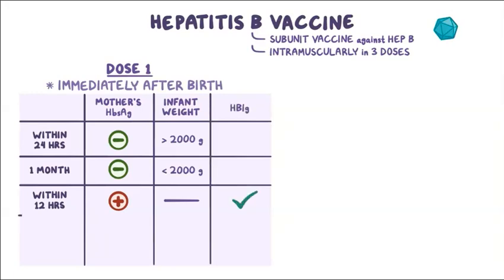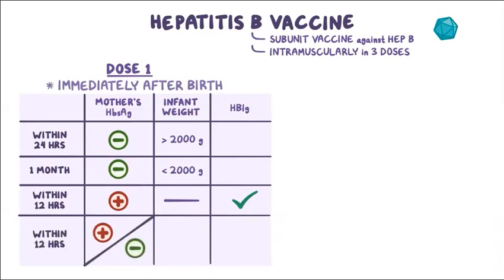Now, if the mother's HBsAg status is unknown, we once again give the vaccine within 12 hours of birth, regardless of birth weight. In infants weighing less than 2,000 grams, this is given together with a dose of HBIg.